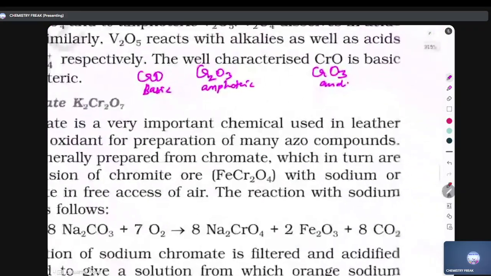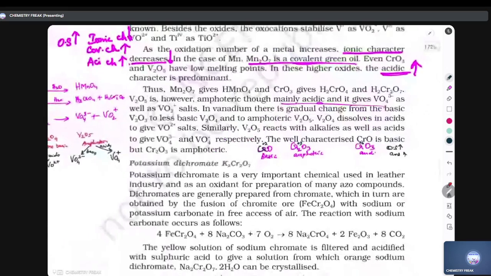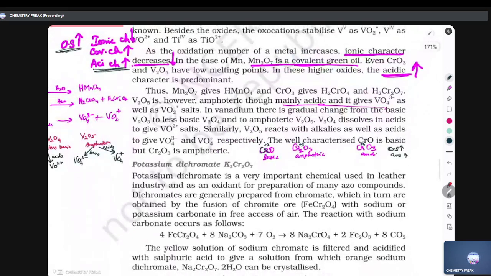Look, what is the charge of chromium in the first compound? Sir, the charge of chromium is +2. Here the charge of chromium is +3. Here the charge of chromium is +6. When the charge increases, that is, the oxidation state increases, acidic nature increases. That is what I told you a few minutes before. When the oxidation state increases, acidic character increases.